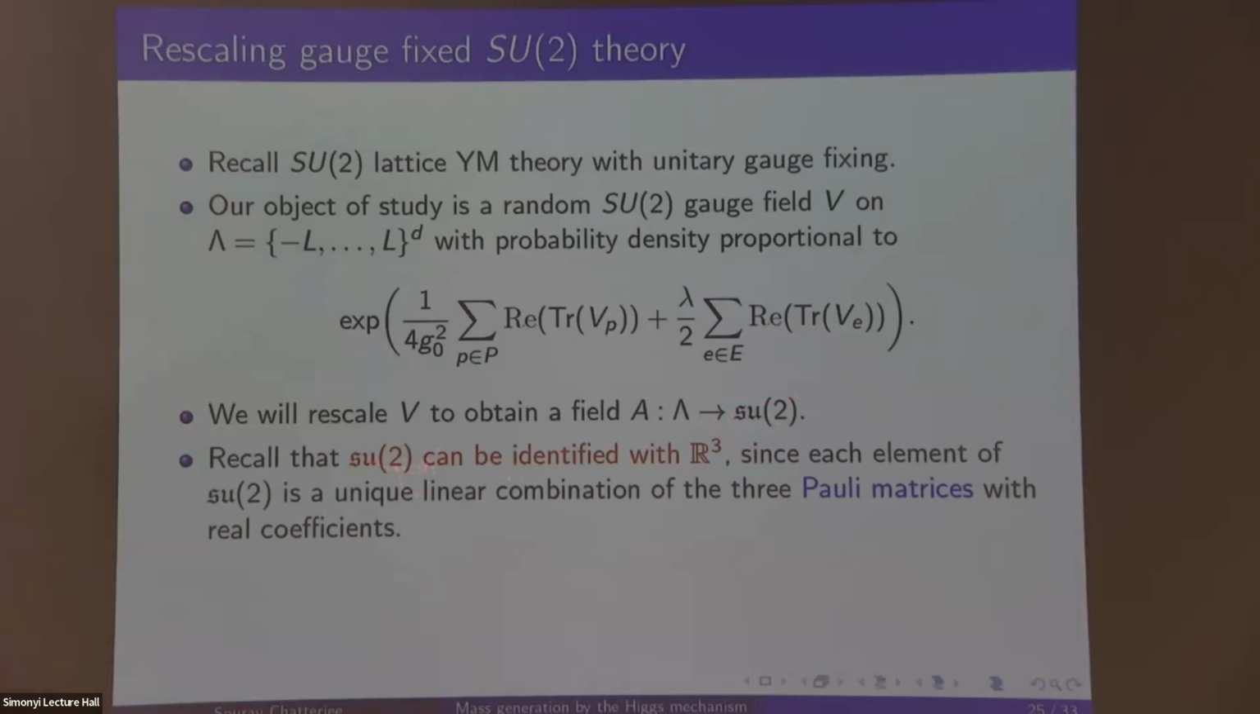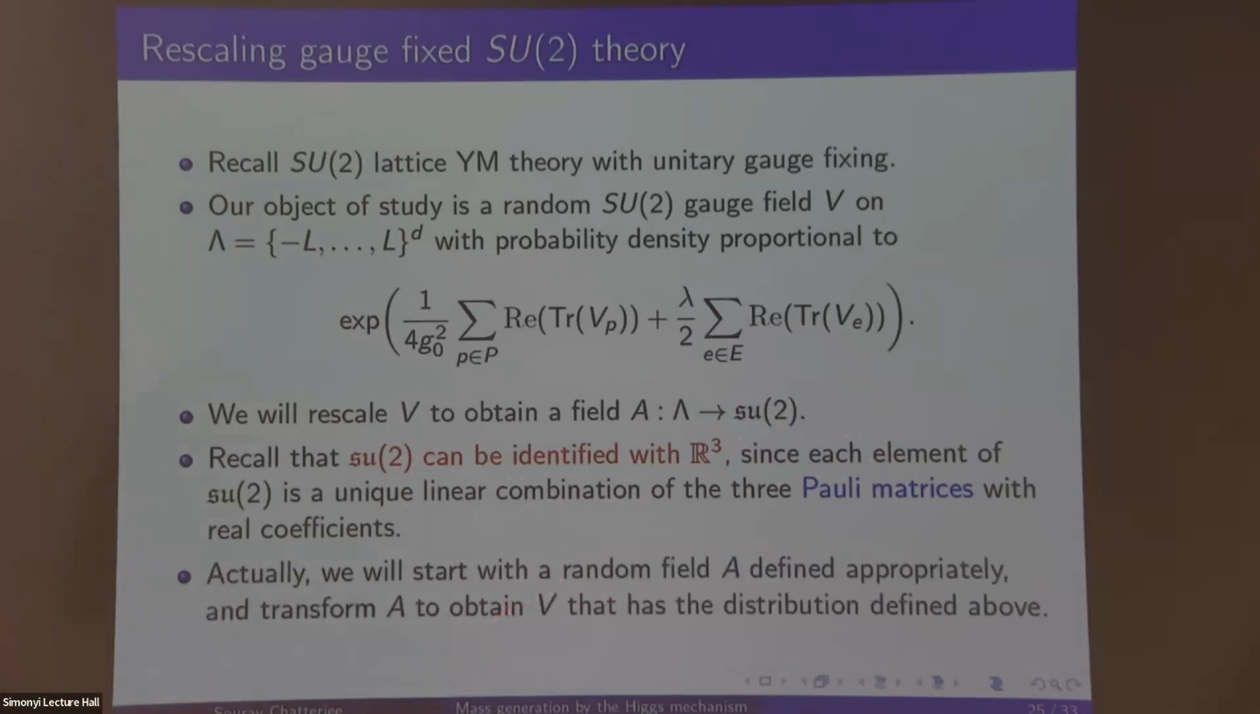So now for SU2, the Lie algebra can be identified with R3 because each element is a unique linear combination of the three Pauli matrices with real coefficients. So it can be identified with R3. So what we'll do is actually start with a random field A in R3 and define a transformation which has the right distribution of V. Okay.